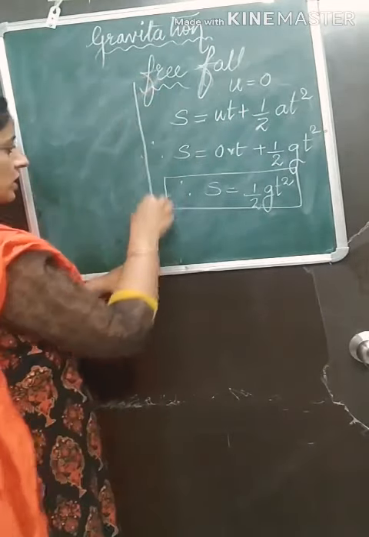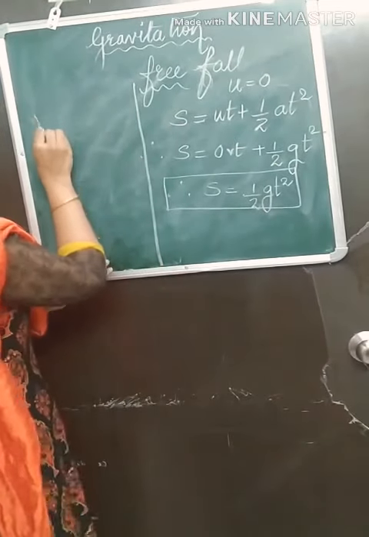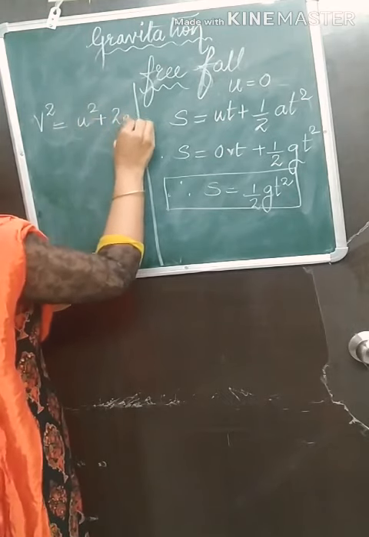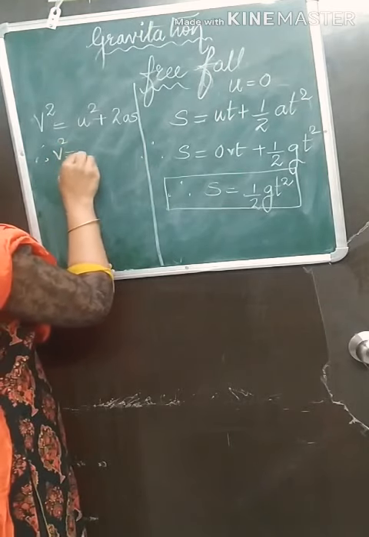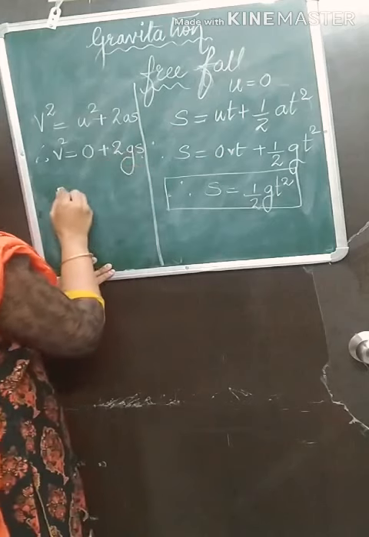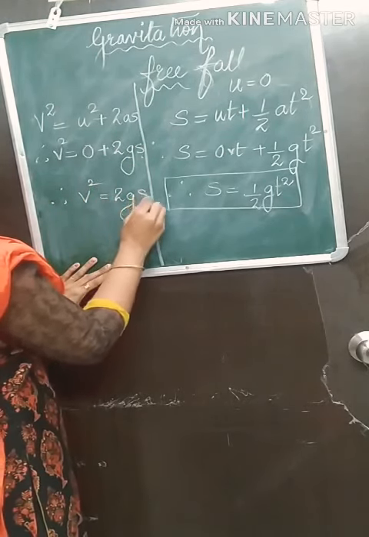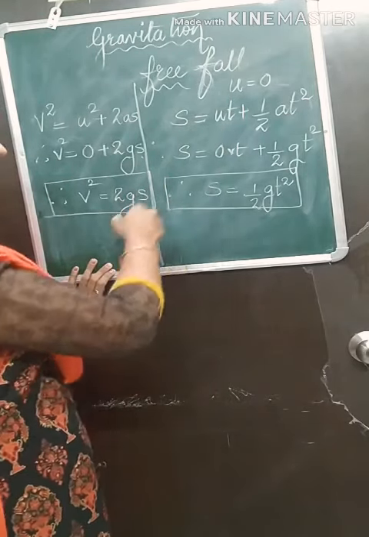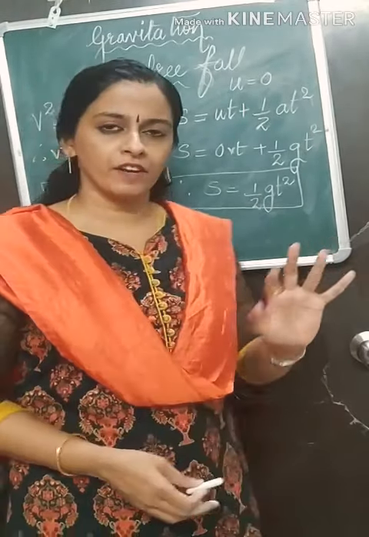Now the third equation. What is the third equation? v squared equals u squared plus 2as. Therefore v squared equals, u is 0, plus 2gs. So v squared equals 2gs is the equation for free fall. So the first, second and third equations will get this form when the object is undergoing free fall.